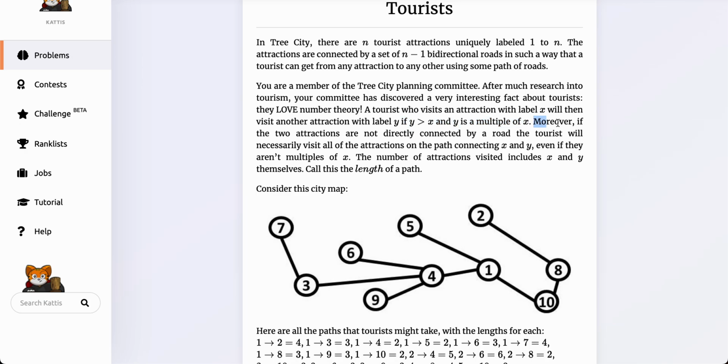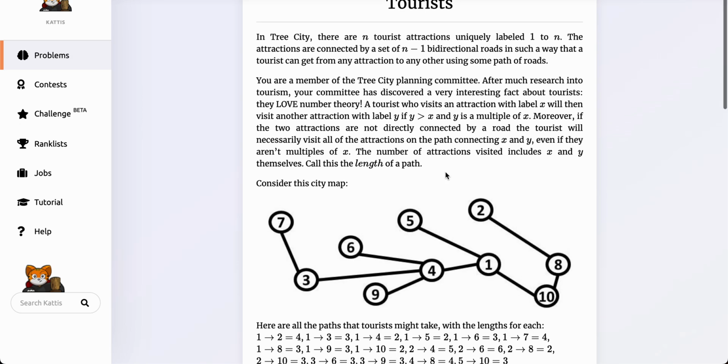Okay. Moreover, if the two attractions are not directly connected by a road, the tourist will necessarily visit all the attractions of the path connecting X and Y, even if they aren't multiples of X. The number of attractions visited includes X and Y themselves. Call this the length of a path.